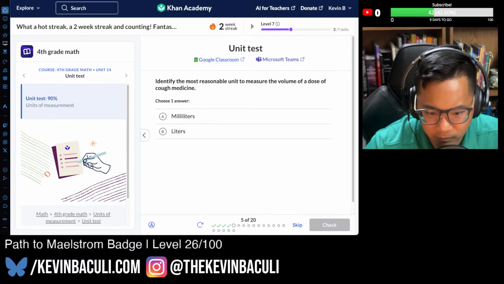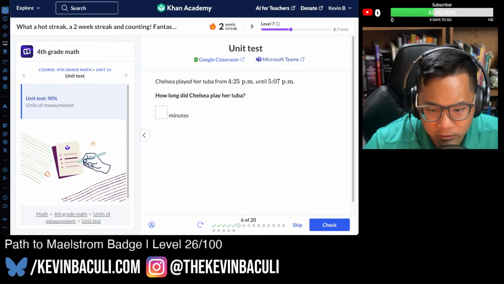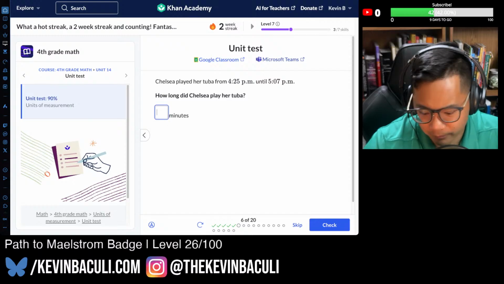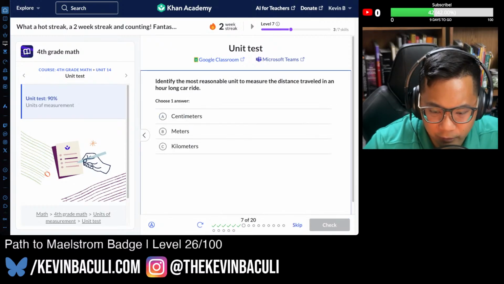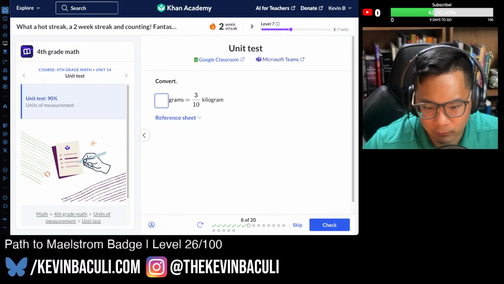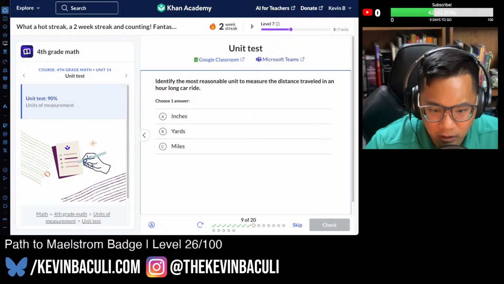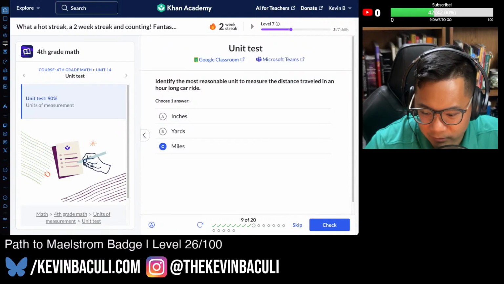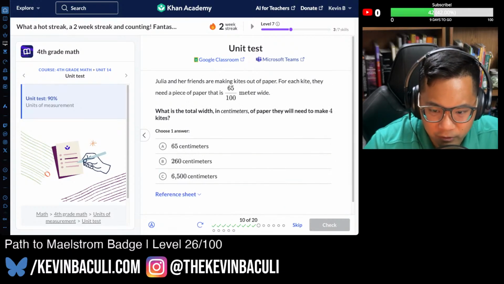Yeah, we got it. Dose of cough medicine. 35 plus 7. 42. Identify the most reasonable unit to measure the distance traveled in an hour. Okay, right. Kilometer. 3 tons, 300 grams. Identify the most reasonable unit to measure the distance traveled in an hour-long car ride. Probably miles.